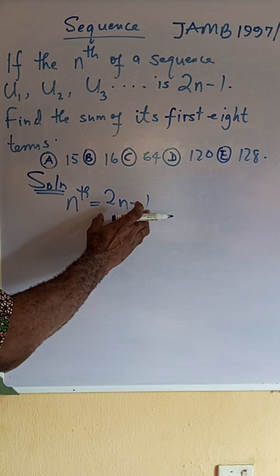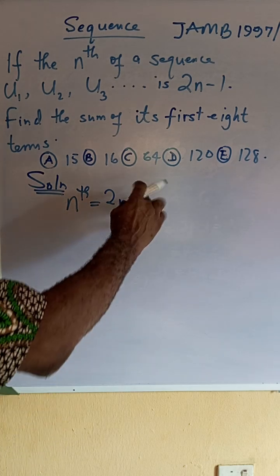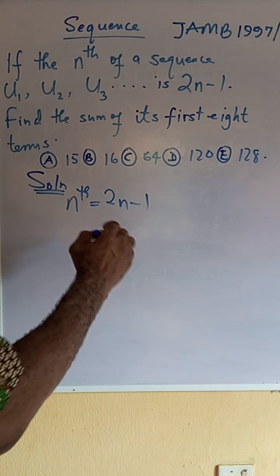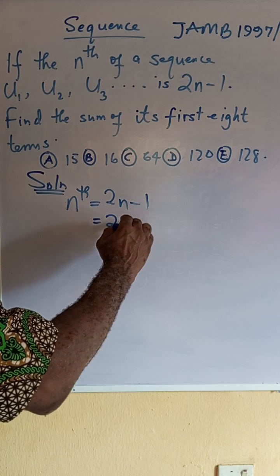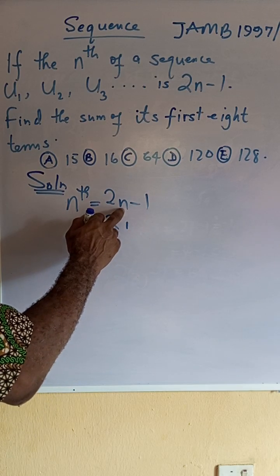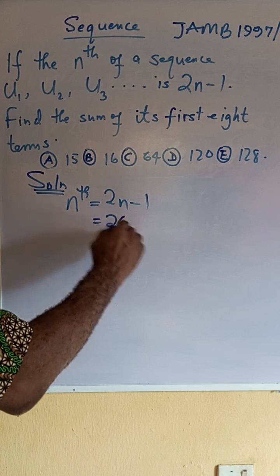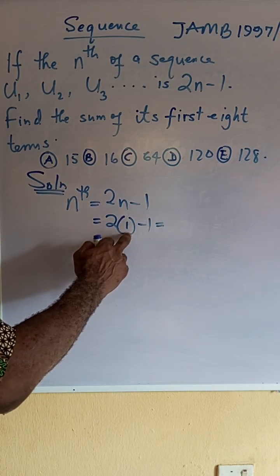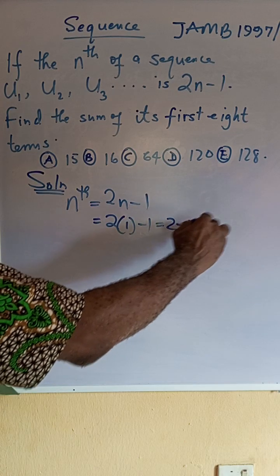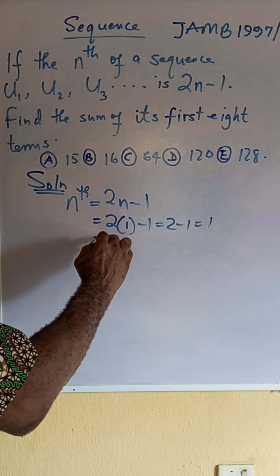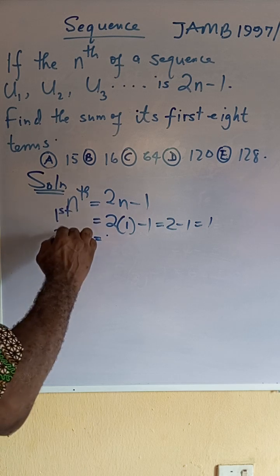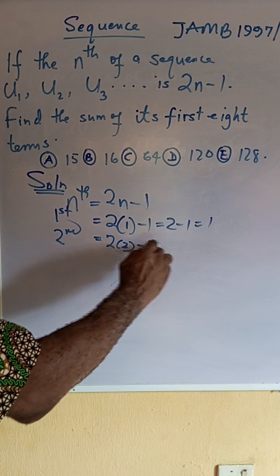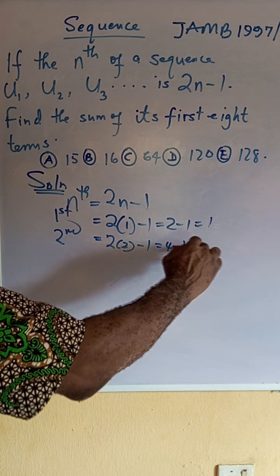With this, we can determine the first 3 terms of the sequence, and then we take it from there. So for the first term, wherever you see n, you put 1 there and see what will come out of it. 2 multiplied by 1 gives us 2 minus 1, which is 1. Next, the second term: 2 multiplied by 2 minus 1 will give us 4 minus 1, which is 3.